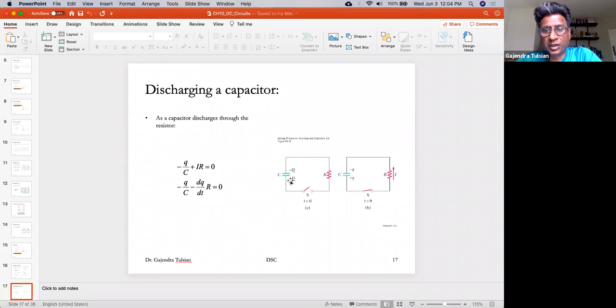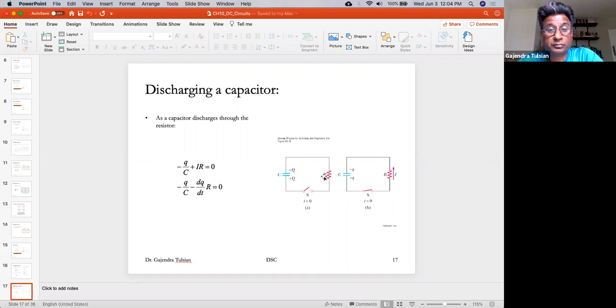So the capacitor is charged. We're going to close the switch, and we'll see how the charge discharges. As the charge is decreasing, dq/dt will be negative, so just keep that in mind. And the current is going through there.